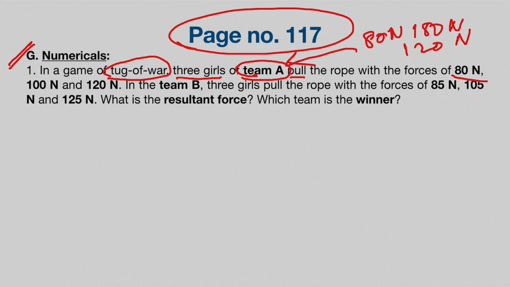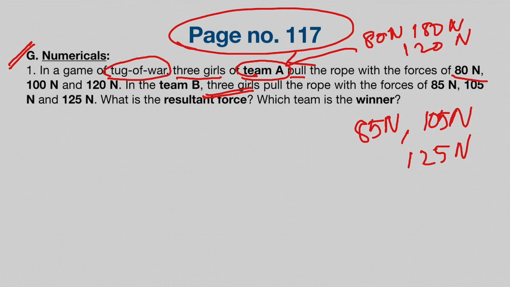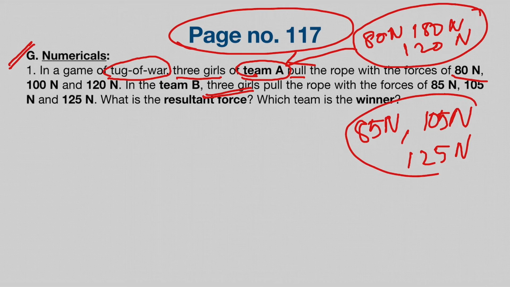Now in team B, another 3 girls. They have different forces: the first girl has 85 newton, then the second girl has 105 newton, and the last girl has 125 newton. So obviously by just looking at it, you will know that you will have to sum up these two separately. You will have to add it all up. So which side has bigger force? Obviously that side will win, right? So we will try to solve it.